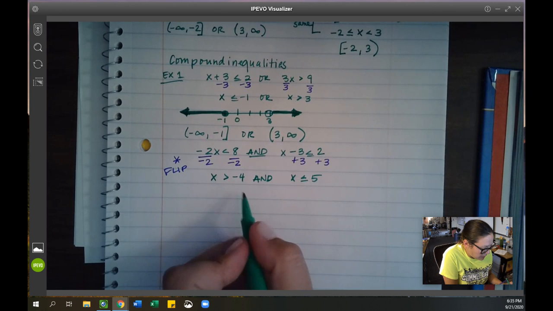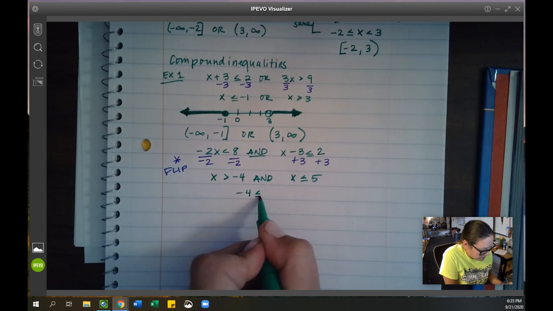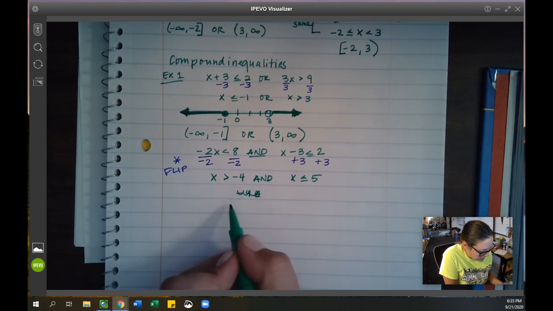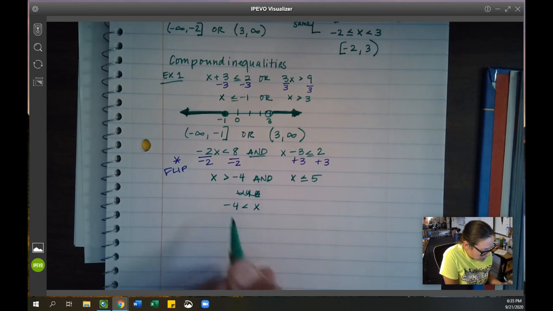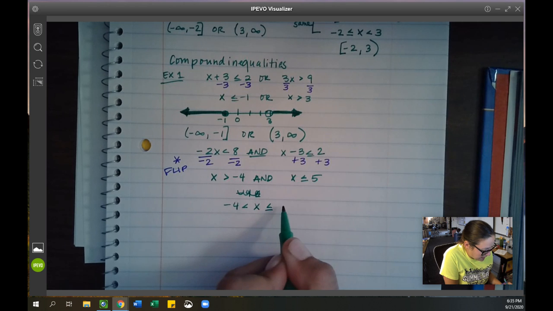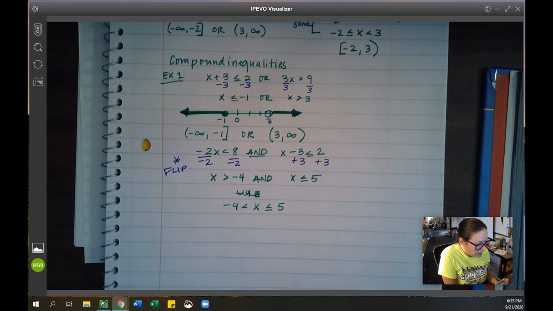What's the other way I could write this inequality? Negative 4, then I have x, so x is greater than negative 4 and less than or equal to 5.